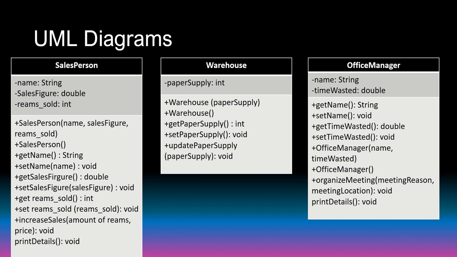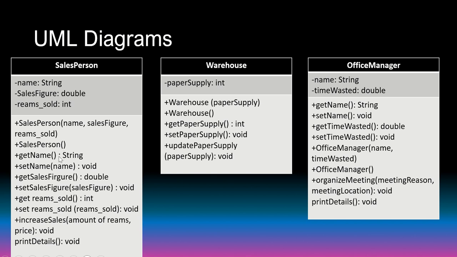After our constructors, we're going to have our get and set methods for every attribute in your class. This class has 3 attributes. That means I'm going to have 3 get methods and 3 set methods that will allow us to access the values stored in each one of these attributes, or allow us to change the value stored in any one of these attributes. So a get method will just return the value of that particular attribute. So we have get name, get sales figure, get reams sold. These 3 methods are just going to return the value of whatever is stored in these attributes.